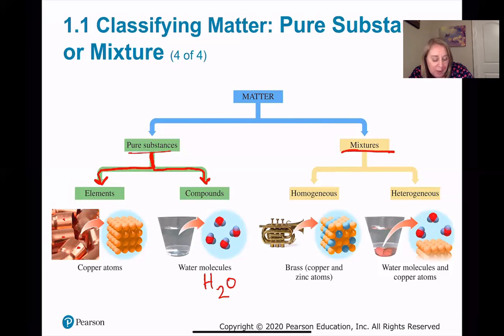Mixtures, on the other hand, we can separate. Here's an example of brass. Brass is a homogeneous mixture. We take copper and zinc and we heat them up, and we create an alloy. So it's a metal that is a mixture of two different metal atoms. Anywhere you pick on this instrument and look at the amount of copper and zinc in two different places, you would see the same ratio of copper to zinc.